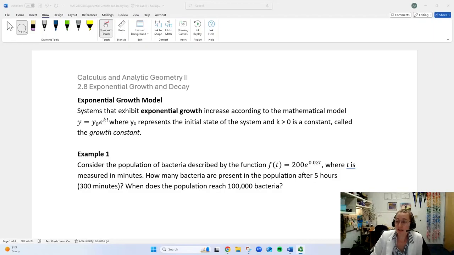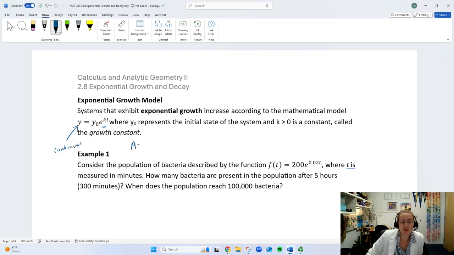Hello all. We're going to be taking a little bit of a break from new Calc 2 stuff, and we're going to look at some exponential growth and decay models, which is a little bit of a review of pre-calculus and Calc 1 as well. So when we say exponential, we're talking about something that is in our exponent, and right here, this equation is what we call continuous. Sometimes people will remember it as P e to the rt, but this k and the r are the same.